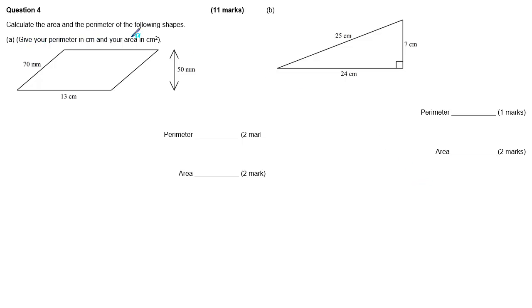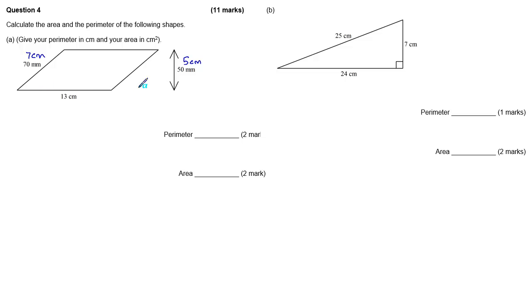Calculate the area and perimeter of the following shapes. We want the perimeter in centimetres and the area in centimetres squared. So the first thing is convert this 50 millimetres to 5 centimetres, the 70 millimetres to 7 centimetres.